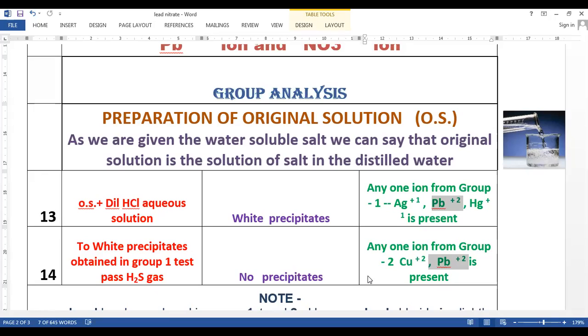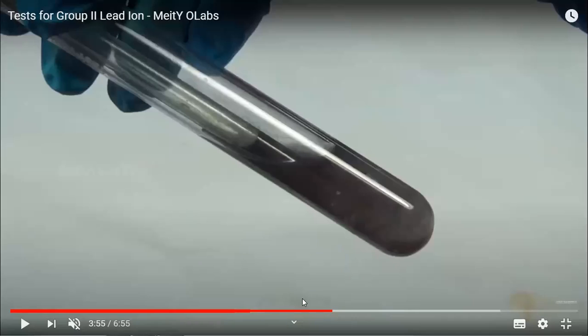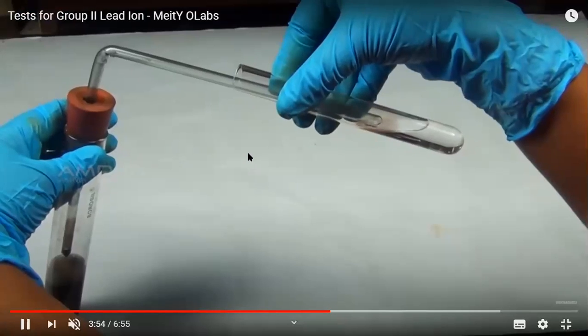Dear students, do you have the black precipitates on your screen? No, sir. You can't see the black precipitates on your screen now? Yes, sir, now it is visible. Are you able to see it or not? Yes, sir, able to see. Okay, let us do it once again.